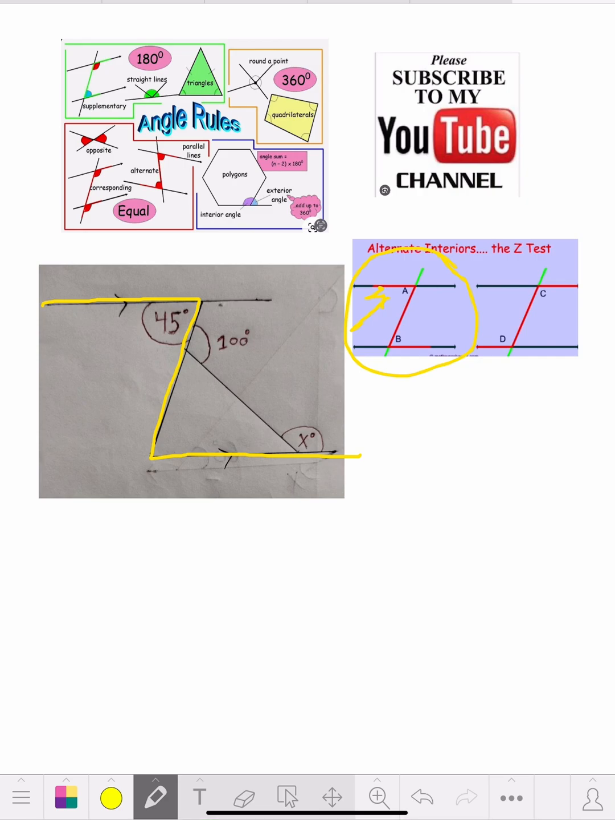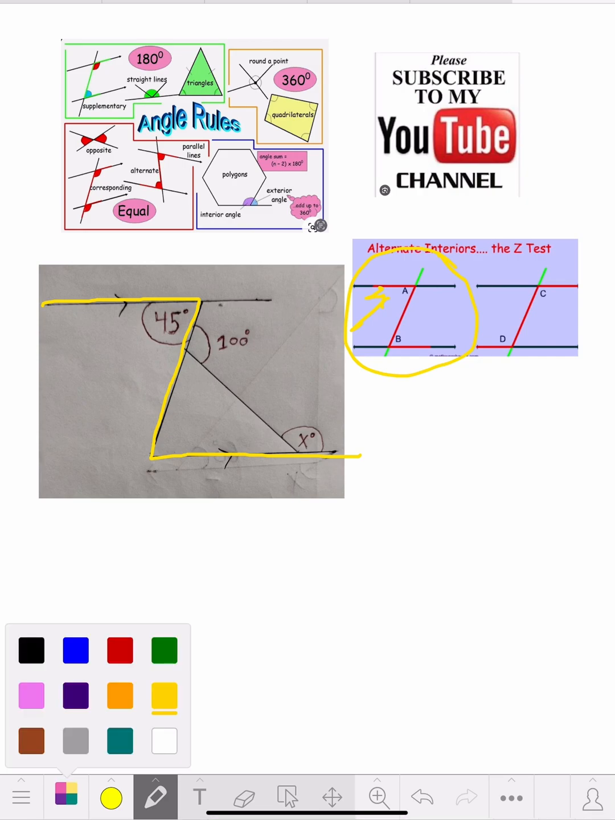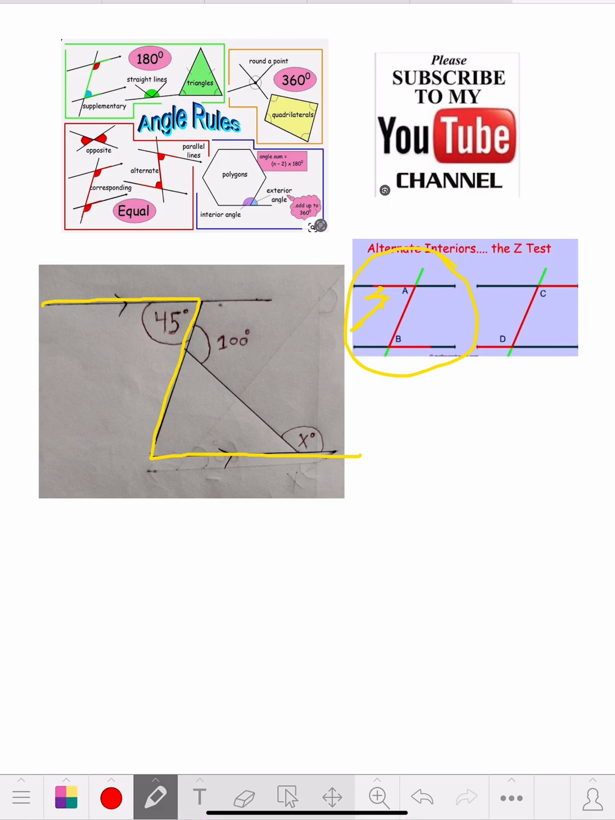If that's 45, that means, getting back to red, that this is 45 also. You see that? That's what the Z rule tells you. So that's called the alternate interior Z, and that's what we're going to use. So we got one of them solved.